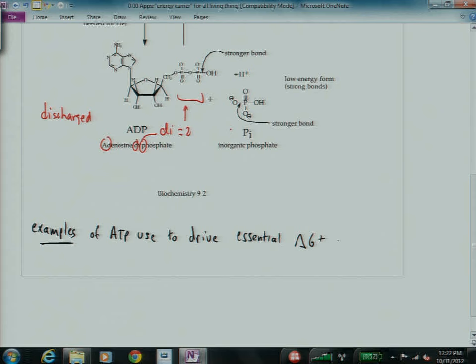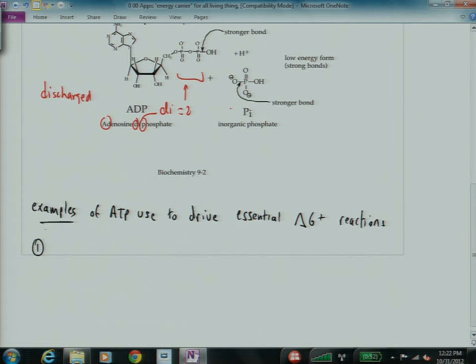Okay. Number one, it turns out, there are many such examples, but stringing amino acids together into proteins is delta G positive. The bonds in the protein are actually weaker than the bonds in the free amino acids. But the cell must do it. Right? The cell's got to do it. You've got to make proteins. They won't form on their own.